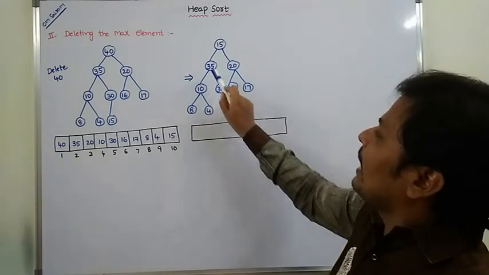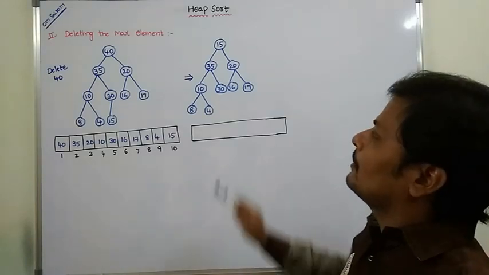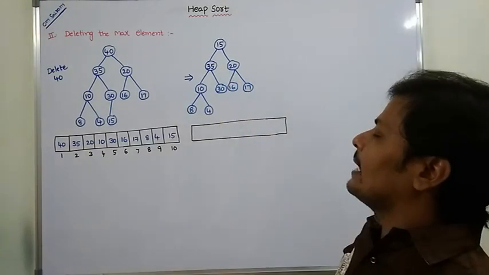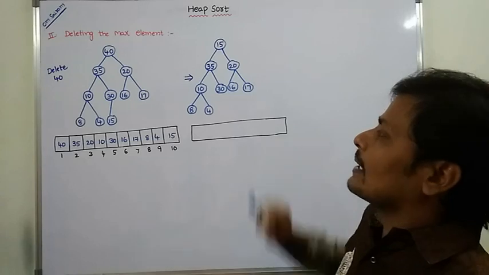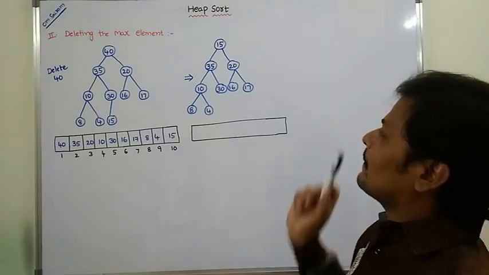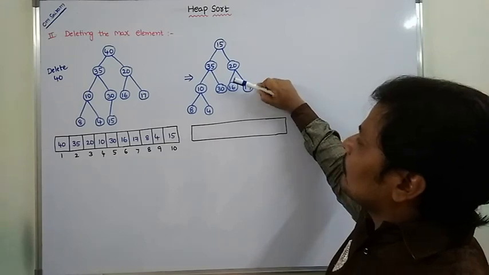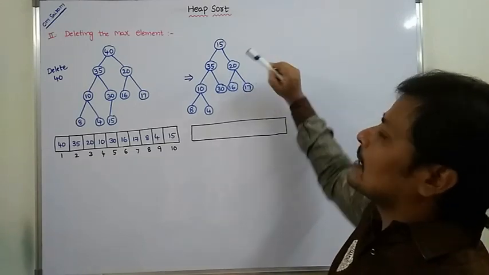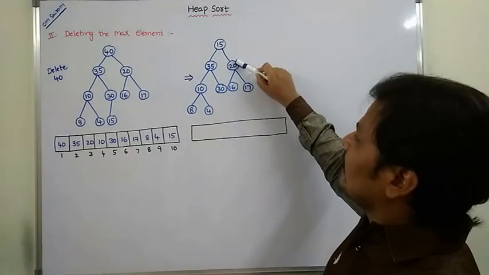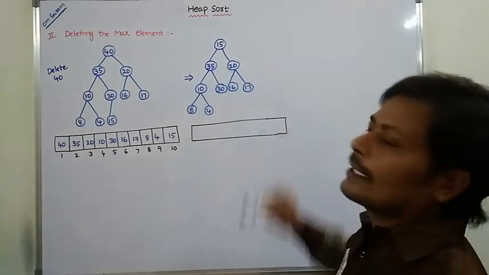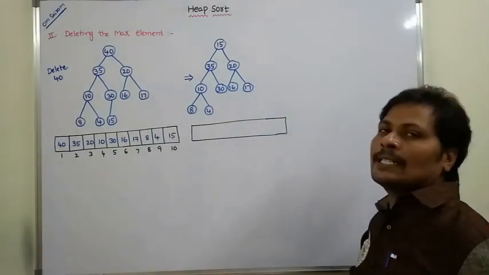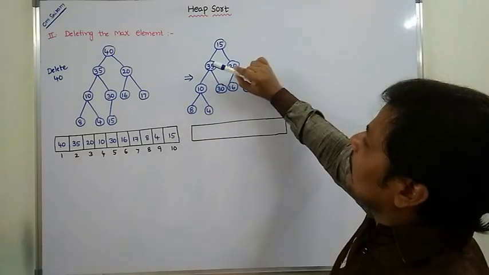10 and 30 have the parent 35. So 35 is greater than 10. Yes, 35 is greater than 30. Yes, it satisfies the maximum heap property. 16 and 17 have the parent 20. So 20 is greater than 16, 20 is greater than 17. As it satisfies the maximum heap property.